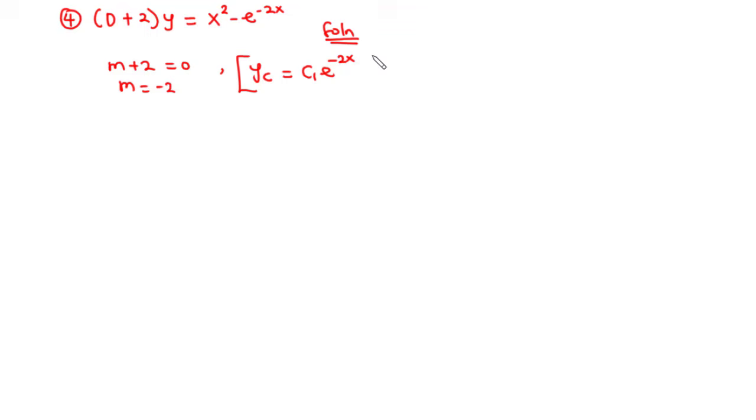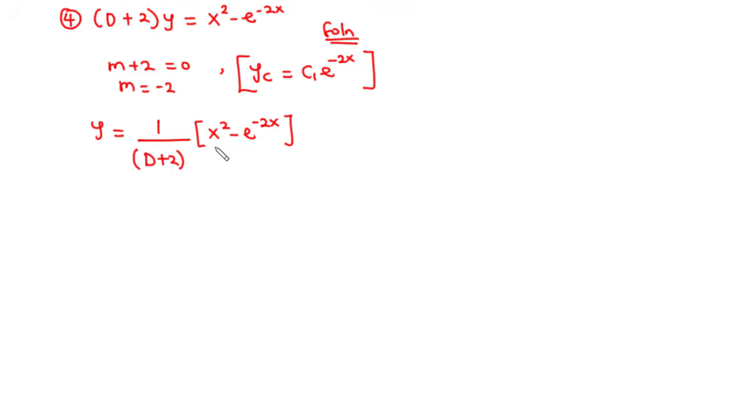This is yc. Now let's move on to the particular integral. So here we have y equals, we are making y the subject, 1 over D plus 2 all times x squared minus e to the power negative 2x. Now here we have the sum of two functions. We have x squared to be a polynomial function, and then we have e to the power negative 2x also to be an exponential function. If you are solving for a polynomial function, the solution process is different. If you are solving for an exponential function too, the solution process is quite different.